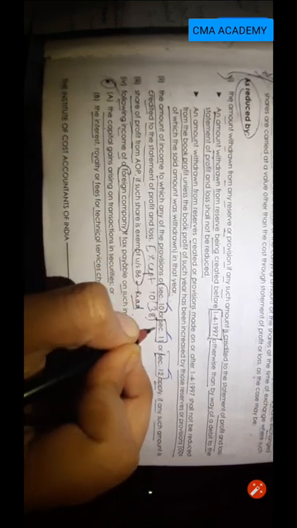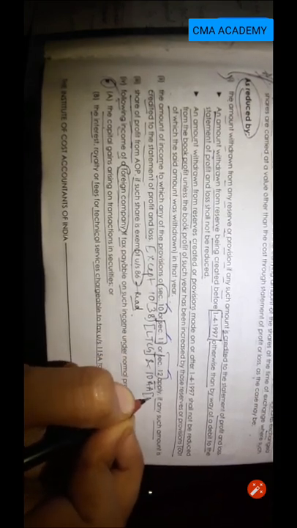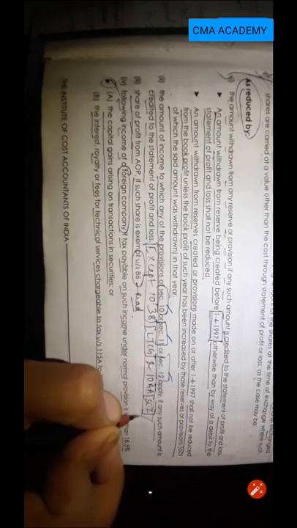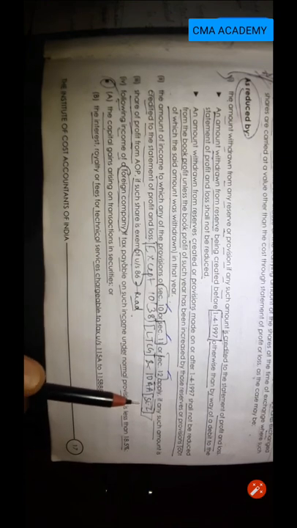two sections, as we discussed in the last video also: Section 10(38), which is related to long term capital gain, and Section 10AA, which is related to SEZ income. These two incomes, if credited in the profit and loss account, should not be reduced from the profit, because on long term capital gain and on SEZ income, the MAT is applicable.